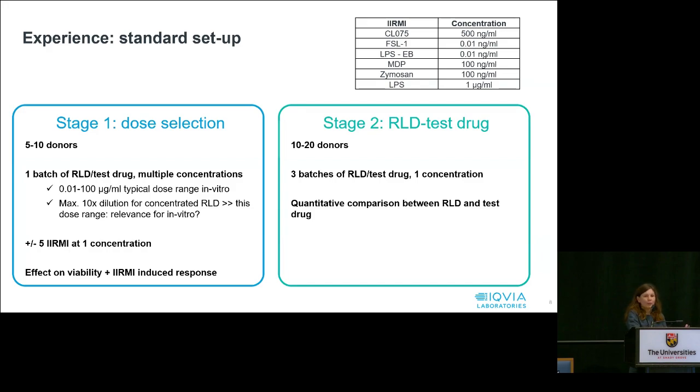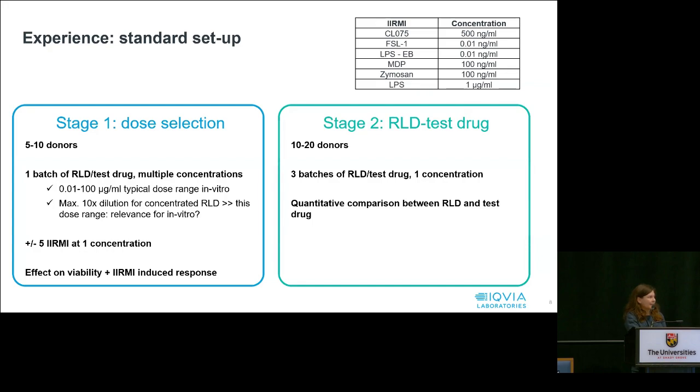One comment, or open question actually, that we want to bring today is that we take into account when we assess a concentration range the maximum 10-fold dilution that is recommended, so that we do not dilute the product too much. But we do see that for some very concentrated RLDs, we get a concentration that is much higher than what we typically use in an in vitro setting. And the question that we have there is if this maximum 10-fold dilution, irrespective of the concentration of the RLD, is always resulting in a relevant concentration to test in vitro.